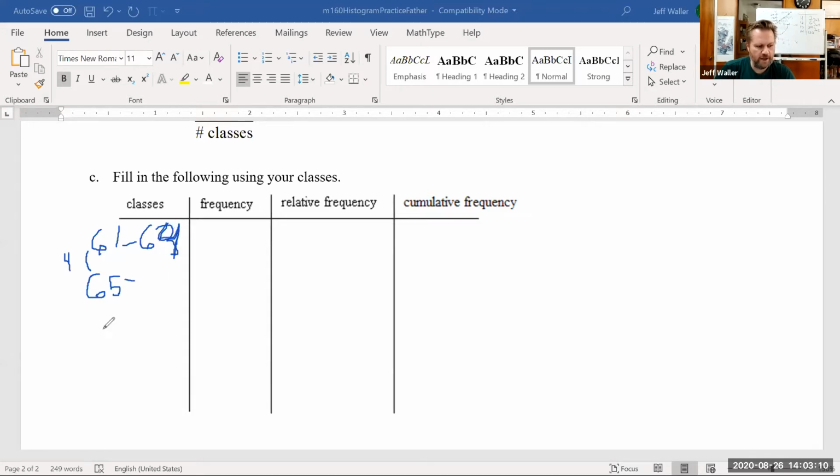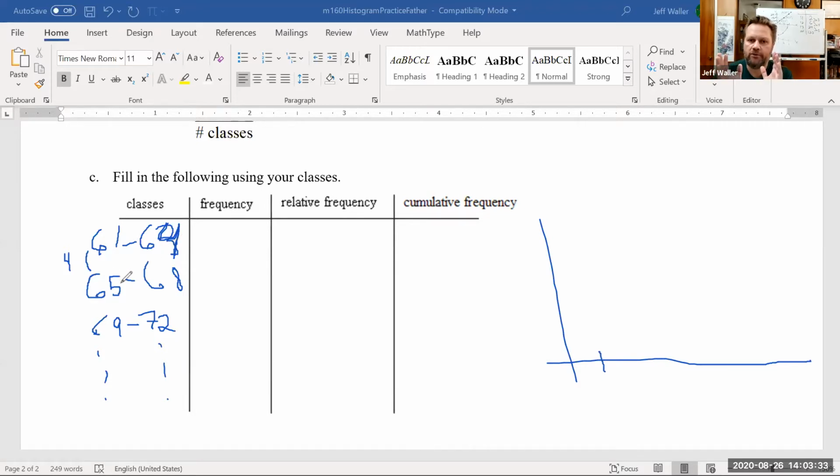And now you can just keep adding 4 down, right? Because the width is 4. So it's 68 there, 69 to 72, and so forth, right? But remember what we have to do to make the histogram. I can't use 61 to 64 because then there's going to be a gap. Does somebody remember what you have to do?